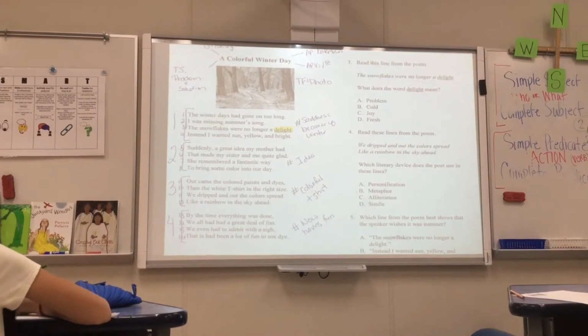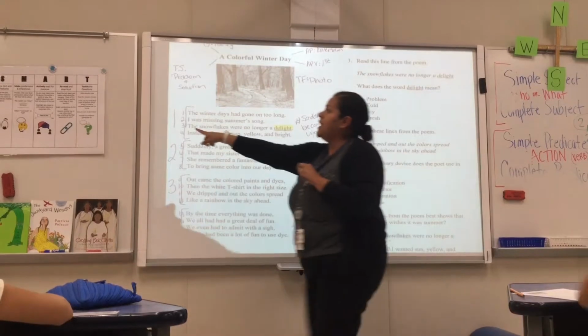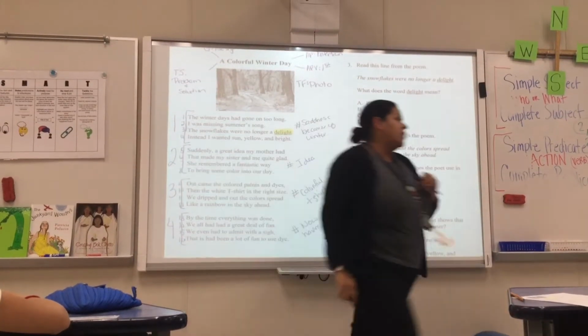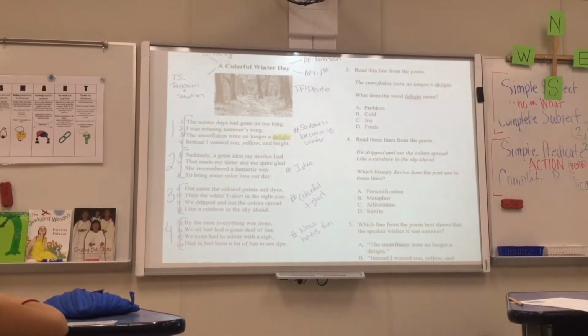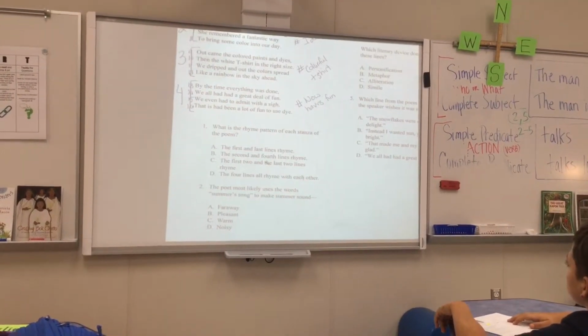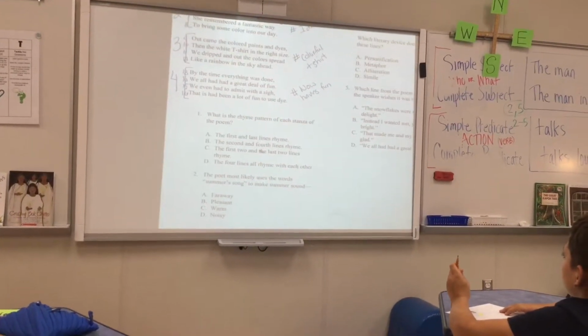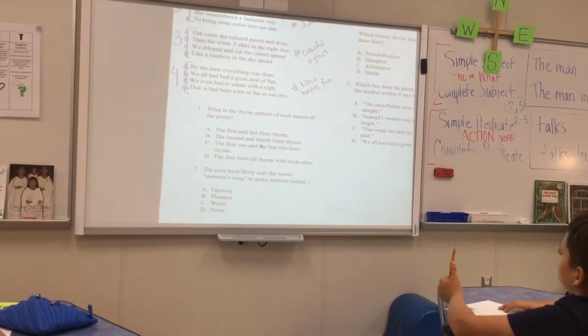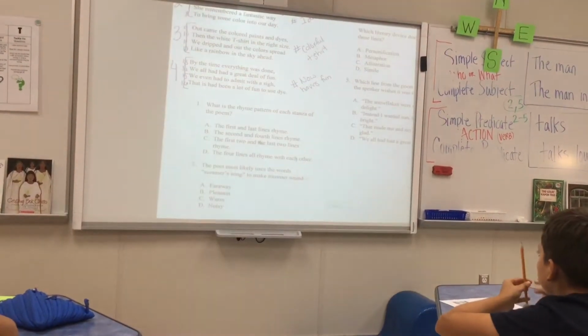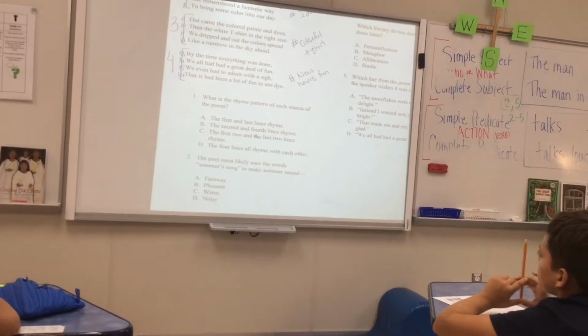All right, so now that we're done with R, which is reread and stop and jot, now we're going to what? Tackle the questions. So let's look at the questions here. Isabella, can you please read question number 1? Just the question, not the answer choices. What is the rhyme pattern on each stanza of the poem? Okay.